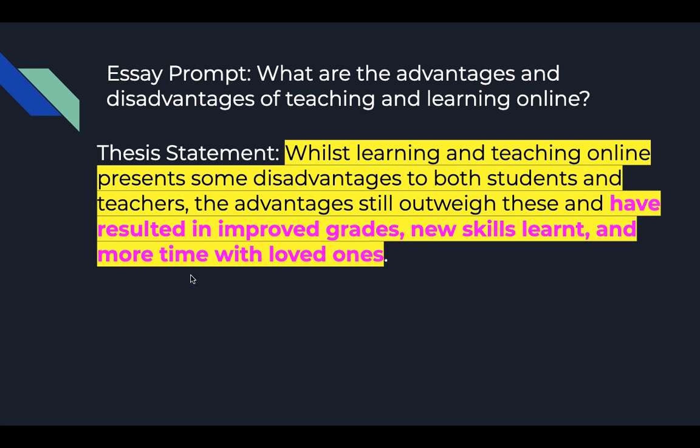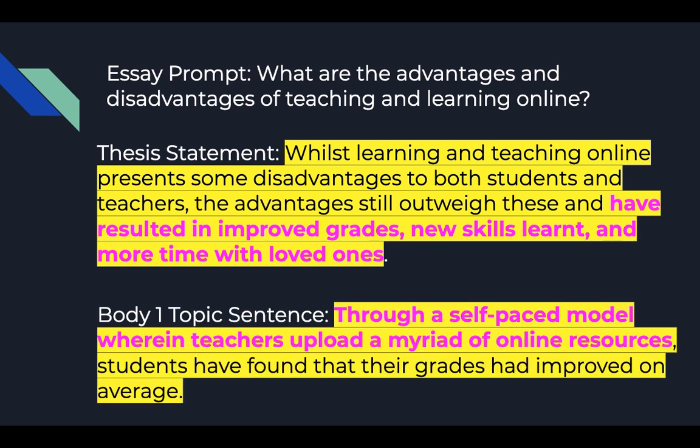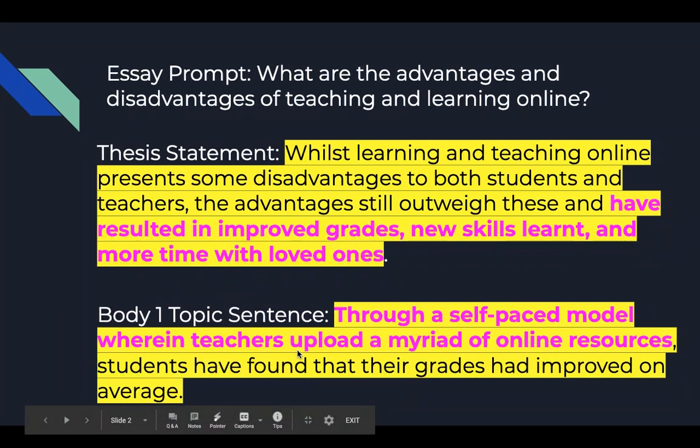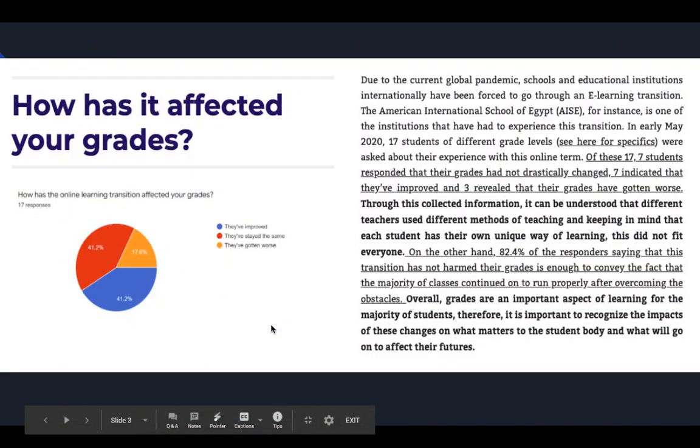I'm doing my first body. I've already done my plan at this point. My first body is going to be about improved grades, and the topic sentence is: through a self-paced model wherein teachers upload a myriad of online resources, students have found their grades had improved on average. So that's my body one topic sentence.